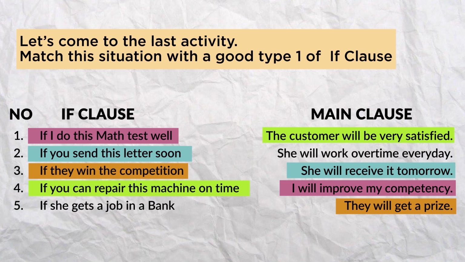Yeah, last sentence. Number 5. If she gets a job in a bank. Okay, what is the main clause? Yeah, good. She will work overtime every day. I hope you have more understanding after doing some exercises. Remember the pattern of future conditional sentence. If clause with simple present and the main clause written in simple future tense.